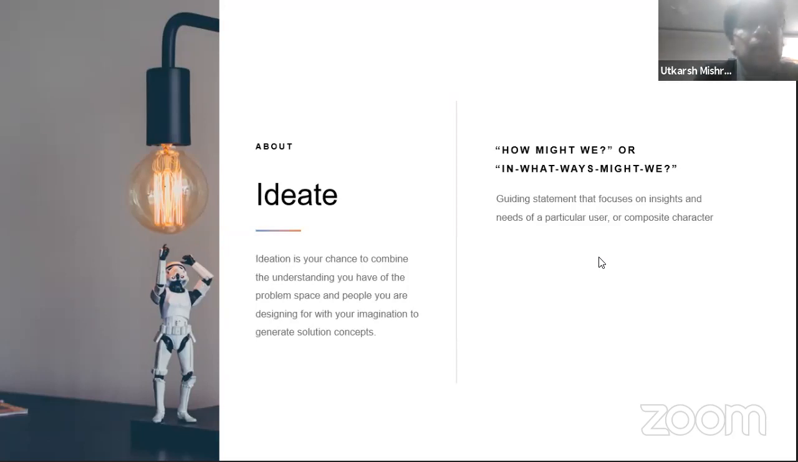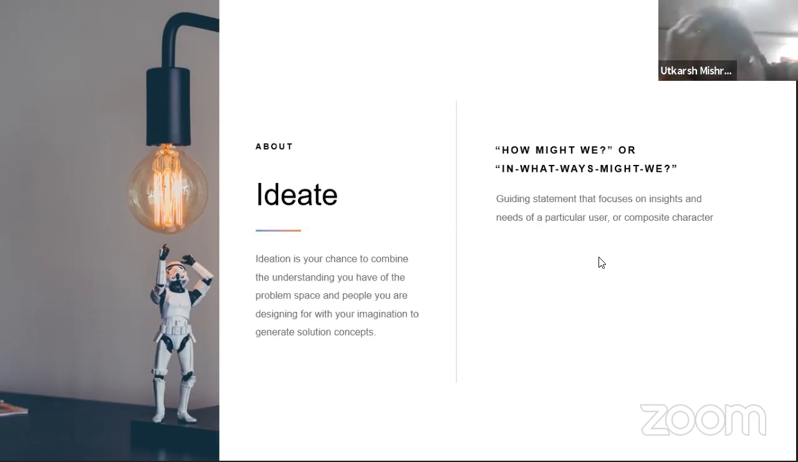Try and answer these two questions. The first one is how might we, which will give you the understanding of how we might solve this problem. So if there is non-availability of transportation, how might we be able to help people? Whenever you think of how might we, you will figure out different possible solutions. So I want all of you to write these two points: how might we, and in what ways might we?